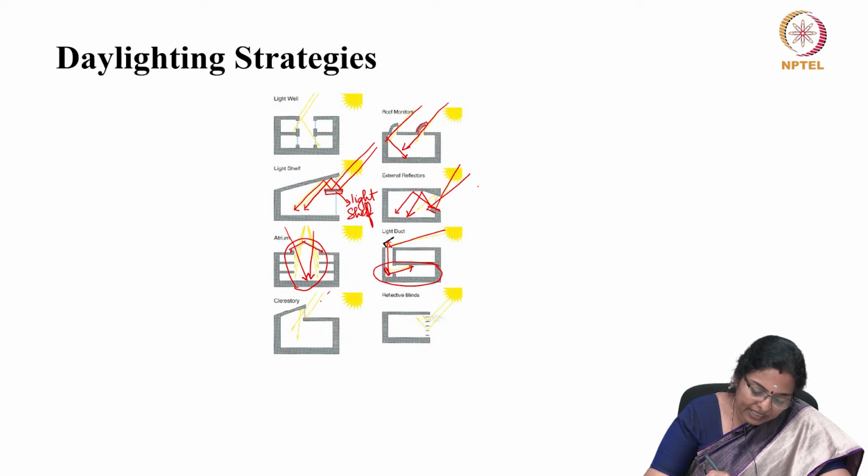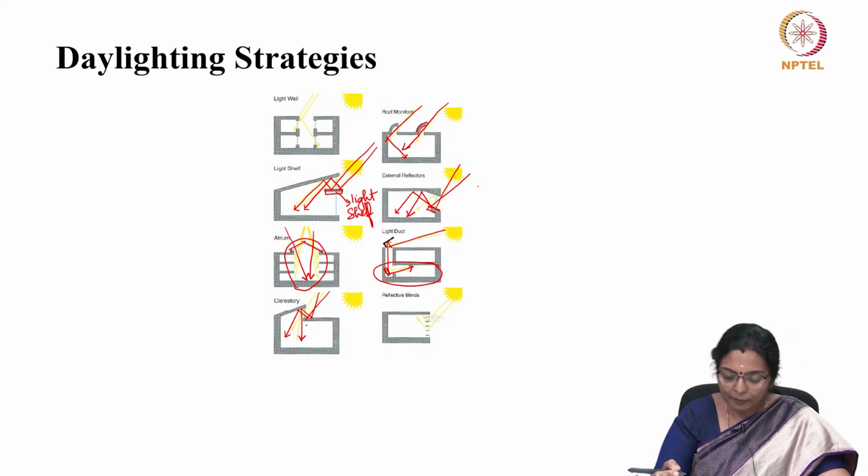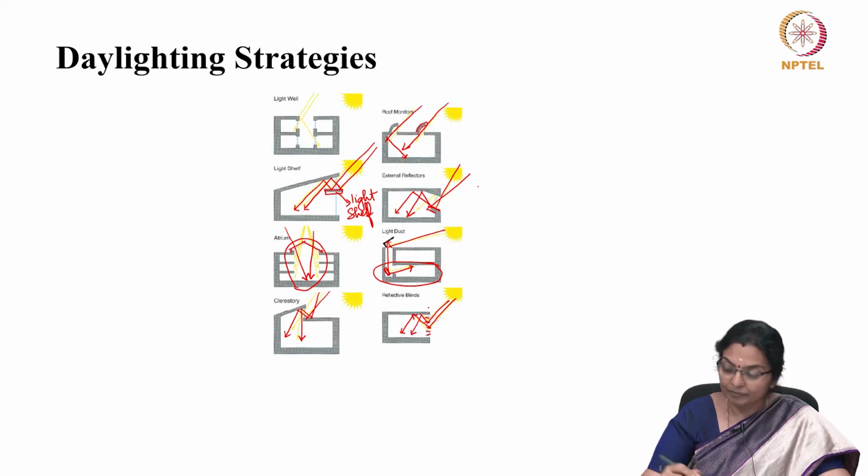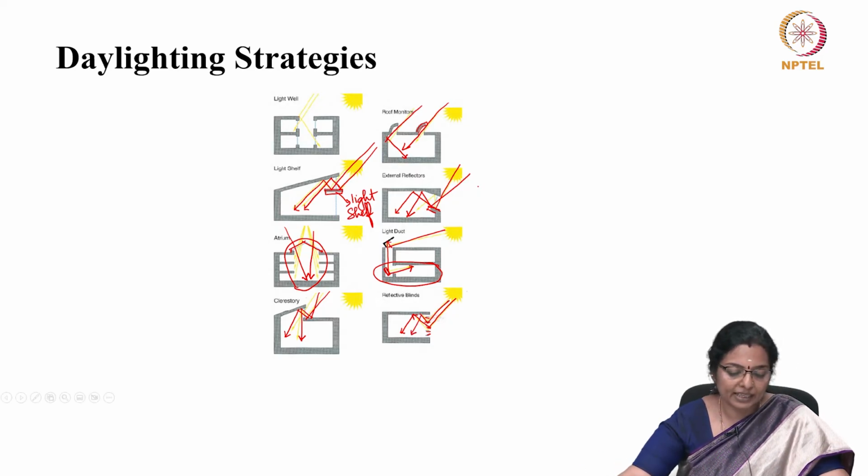Clear story lighting happens at the roof level and brings in diffused light, and you have reflective louvers on which solar radiation strikes gets reflected in the form of diffused solar radiation and diffuse lighting.